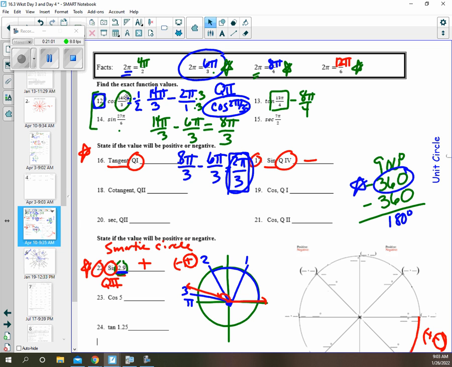Day 4, we're going to be doing very similar. We just have to get a lot of practice in so we get comfortable on our unit circle.